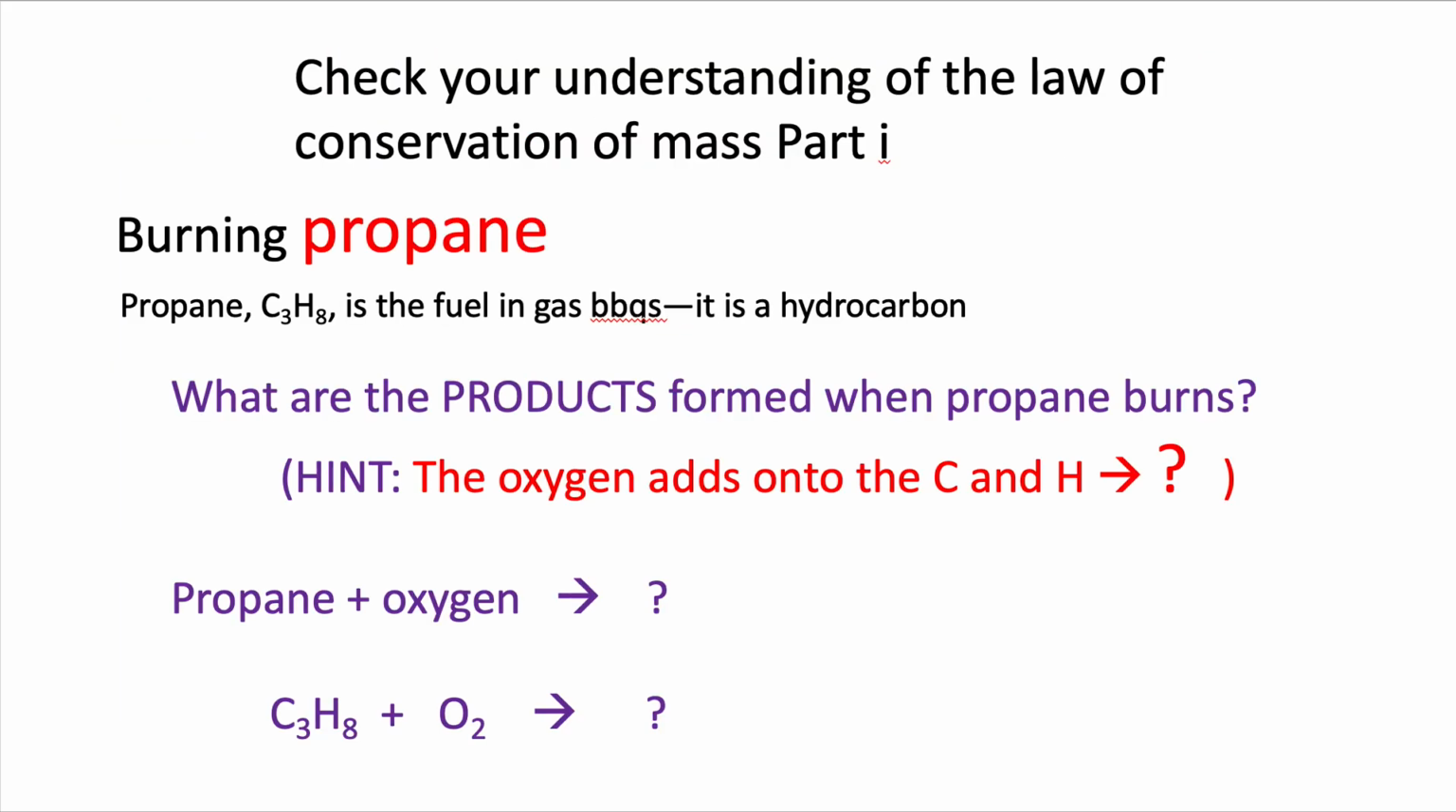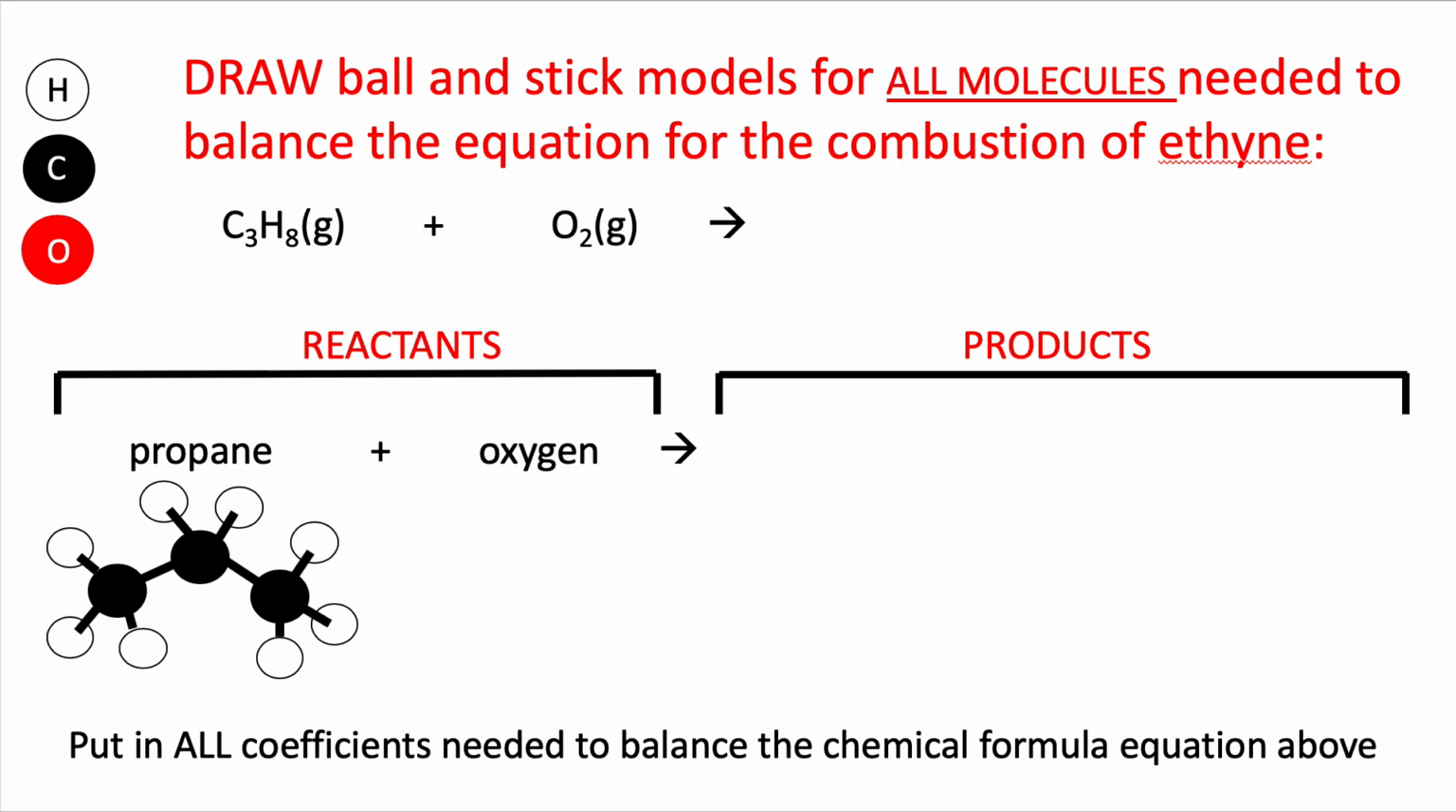I'm going to ask you to do the same for propane. And this is barbecue fuel, the gas barbecue fuel. Again, it's a hydrocarbon, C3H8. And what are the products? You can go back to that earlier slide that I reinforced that you might be needing later. But the oxygen is going to add onto the C and the H, but it's going to split up the propane molecule. And here's the ball and stick model for propane, and you can finish the others and balance the molecule.